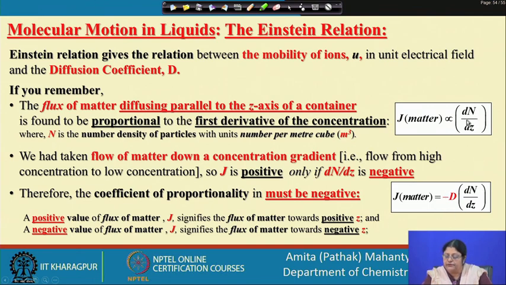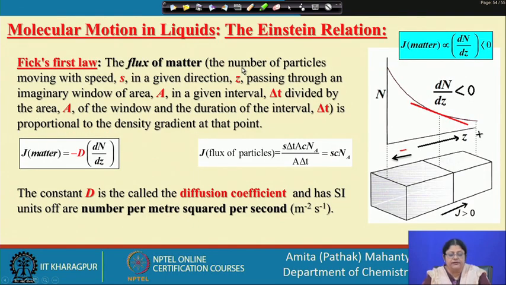Because this is always going to be negative and the flux has to be positive, the flux is defined, if you remember, as the number of particles moving with the speed s in a given direction x, passing through an imaginary window. Suppose I take a window here, of area A, in a given time interval delta t, divided by the area and divided by the duration of time.